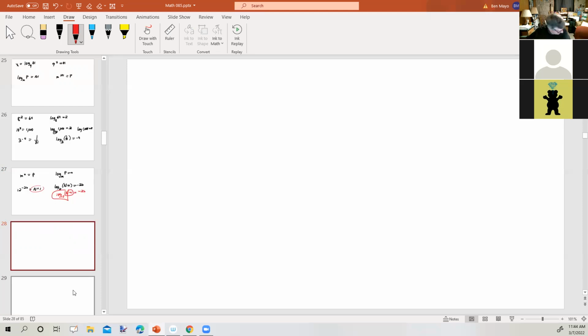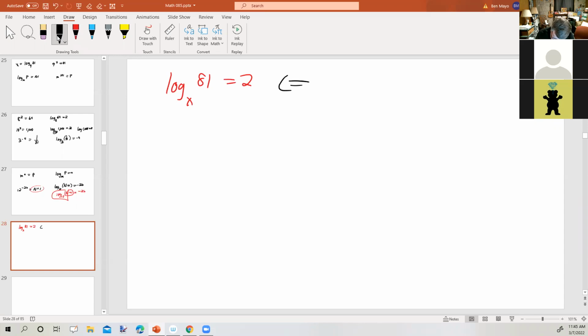All right. Now, we have the following equation: log base x of 81 equals 2. So we want to solve this thing. Log base x of 81 equals 2.